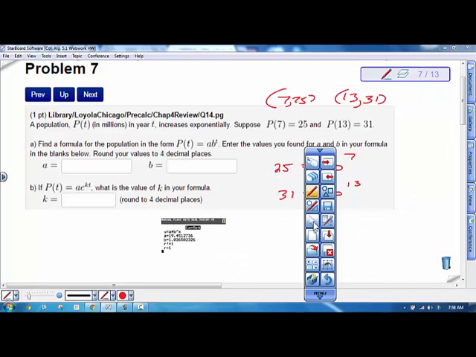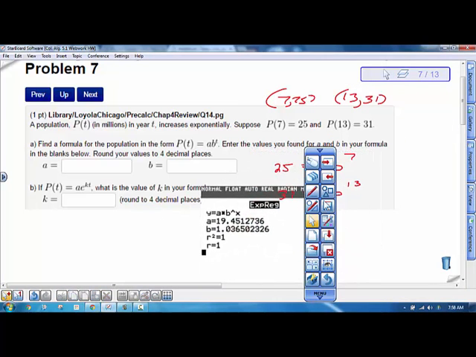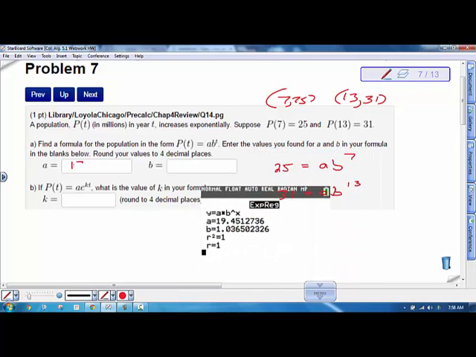And from there, you can just write this down. It seems to be really picky about how many decimal places it wants, so I had to use 19.4513. And then b, I had to use 1.0365. And then from there, it wants you to compare that and find out what k would be.